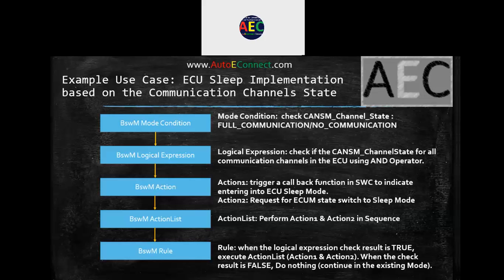And then in the logical expression, I will compare whether the CAN SM channel state is equal to no communication for all the CAN channels. Similarly, from the information I received from LIN SM, I will check the LIN SM channel state for all the LIN communication channels. Now how is this performed? This is performed using the logical AND operator. So my condition check will be: CAN SM channel state 1 equal to no communication, and CAN SM channel state 2 equal to no communication, and LIN SM channel state 1 equal to no communication, and LIN SM channel state 2 equal to no communication. This will be the logical expression I will be configuring.